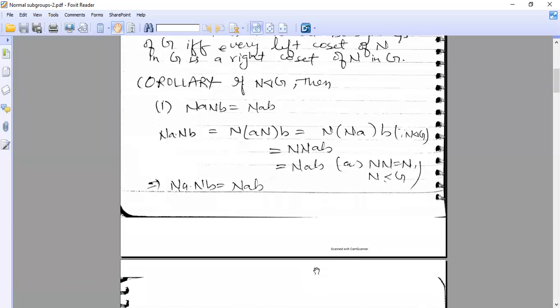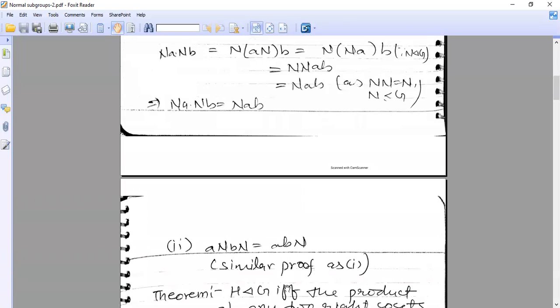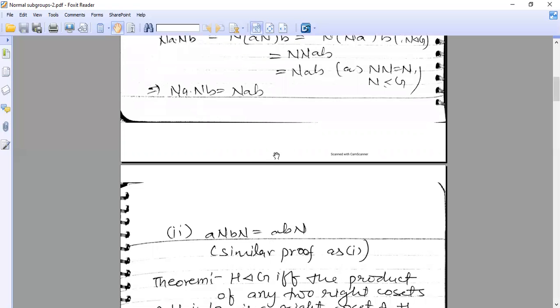Now we have a second corollary here. This is with respect to left cosets. If you have two left cosets, aN and bN, and you multiply them, aN into bN, then you get a left coset with representative element a into b, so abN. You can prove it on similar lines as we proved the first part.